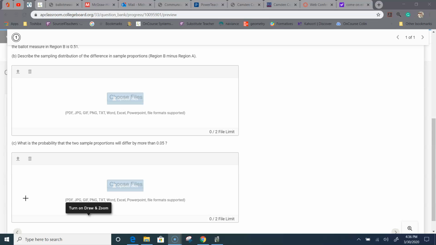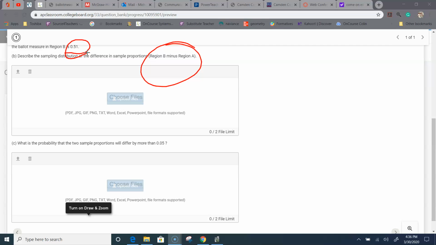Okay, in the next part, they tell us to describe a sampling distribution where we're combining the two random variables, right? So describe the sampling distribution of the difference in proportions region B minus region A. So one part of this is going to be real easy. They tell us region B is centered around 0.51. Okay, so you want to try to write in complete sentences. I'm not going to type this out or write it with my pen here. It's going to take up too much space.